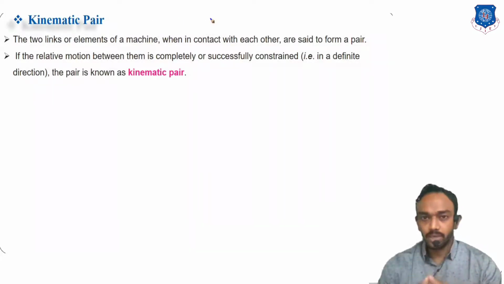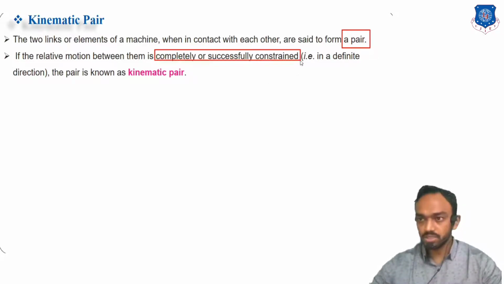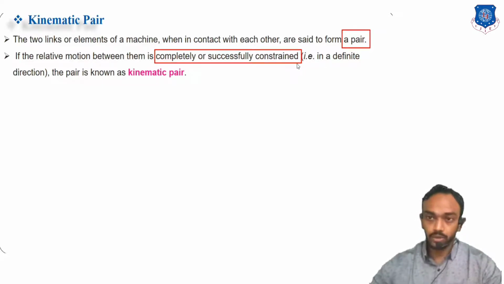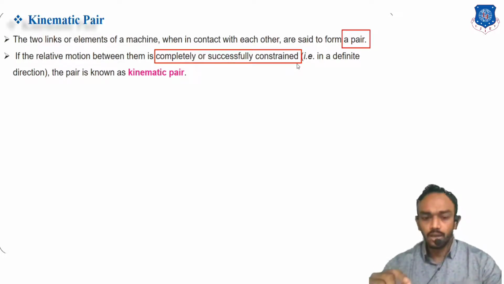Let's start with the kinematic pair, starting with the definition. Two links or elements of a machine, when in contact with each other, are said to form a pair. But it is a kinematic pair only if the relative motion between them is completely or successfully constrained. You already know what a completely constrained motion is. Completely constrained means motion in only and only one direction.